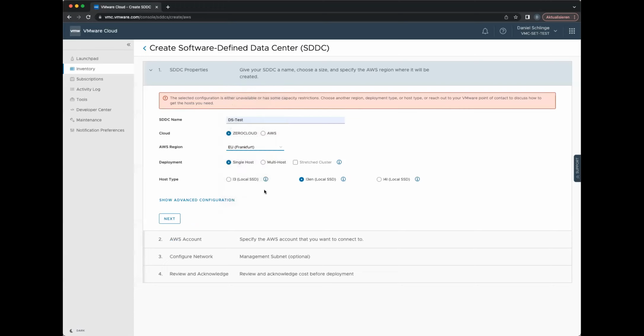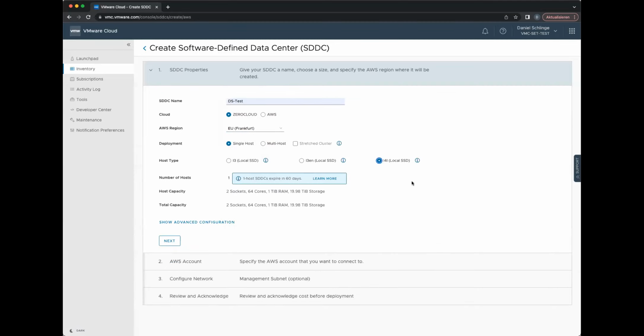I can't select it, because this is unavailable at the moment from my account. But you see there's also a question mark here, and we are getting more capacity, and you have another ratio of capacity in these as well for the i4i host. This one is for workloads with more compute resources. Okay, so this is one of the host types.